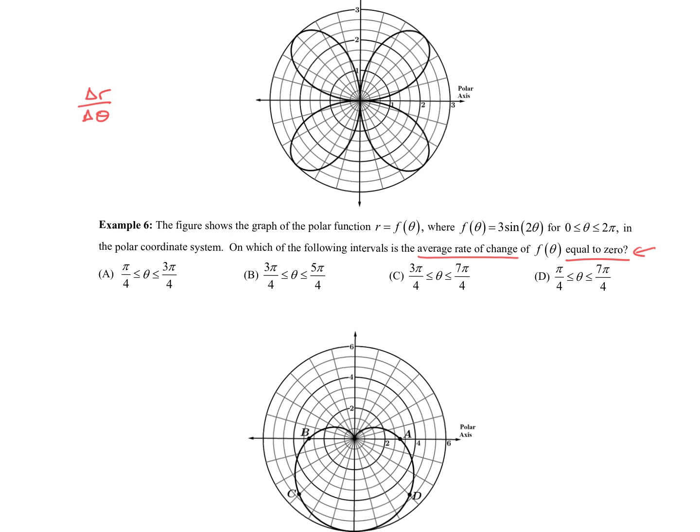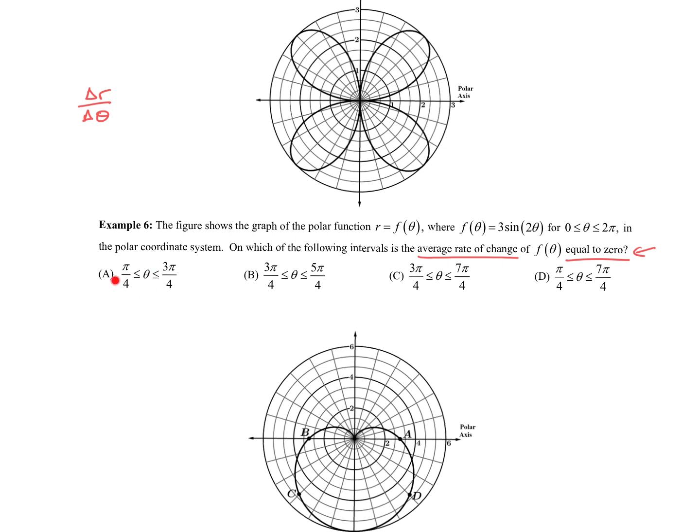The difference of my r has to be 0. So when do I get a difference being 0? The r's are the what? The same. And so this is when my radiuses are the same. All right. And so let's substitute in each one to see what works.